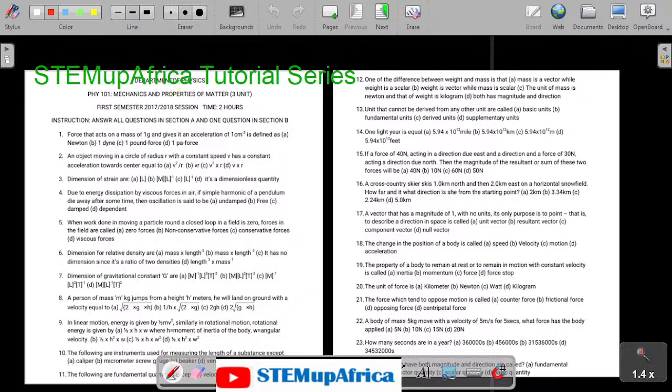1 light year, like I said, is 9.46 times 10 to the power 18 meters, except you choose to convert meters to miles. 1 mile is 1,609 meters. That's the value of 1 mile. So if you divide the value of 1 light year in meters by that, the answer might fall at option A.